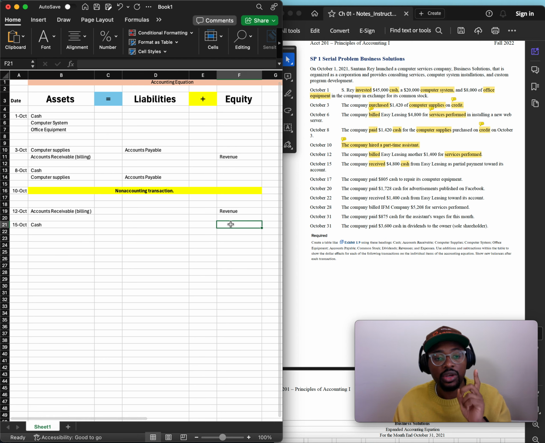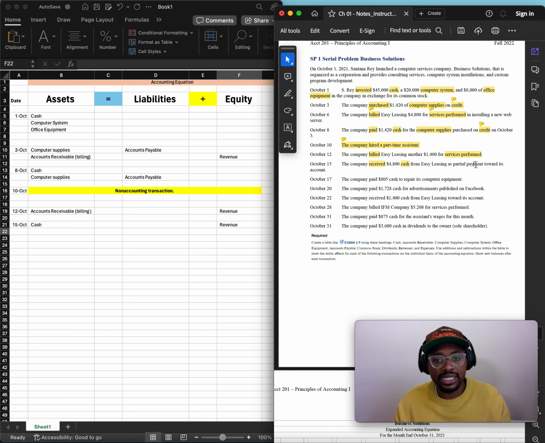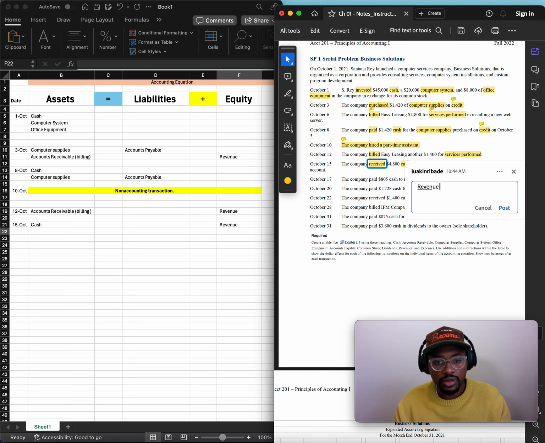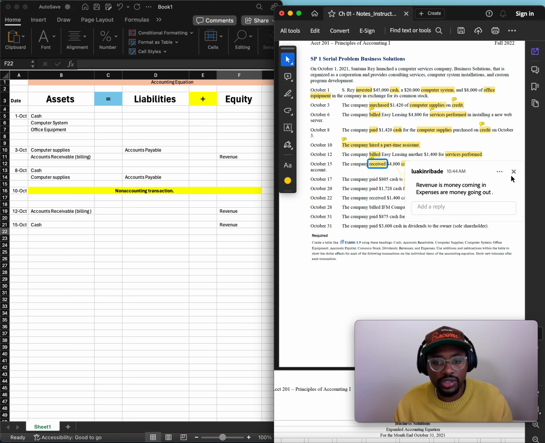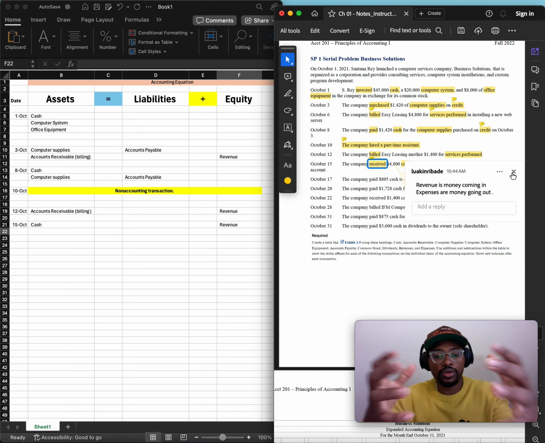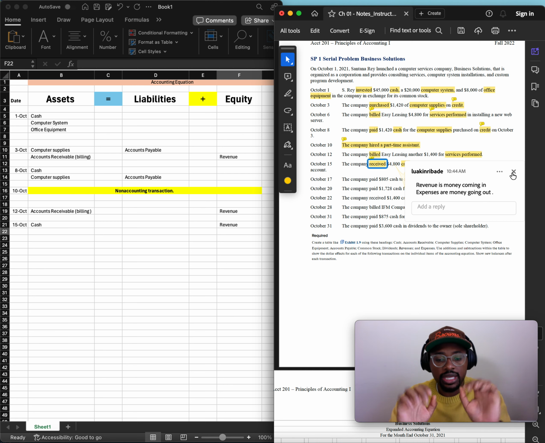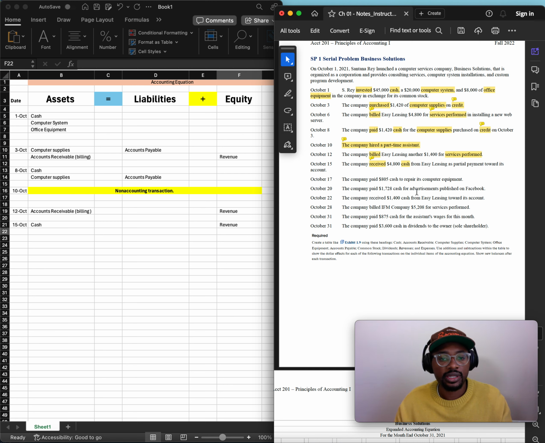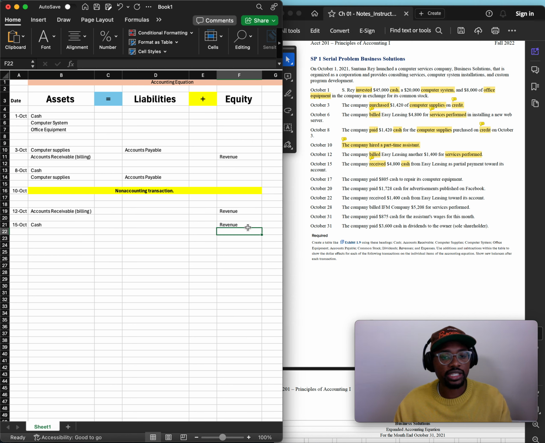Now, what else is happening? We're also receiving revenue here because remember what I said, and I'll put it here, revenue is money coming in. Expenses are money going out. So you want to remember that. These definitions are critical. Revenue, money coming in. So we receive money, we call that revenue. If we paid, we call that expenses. So in this case, all we're going to do is put cash and revenue. Cool. So we move on.